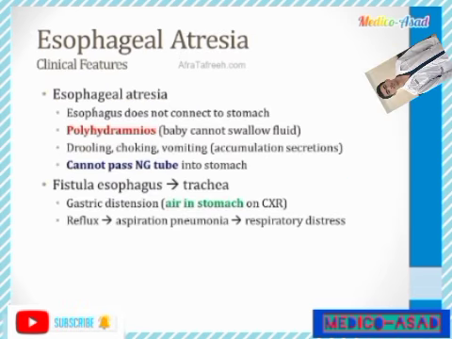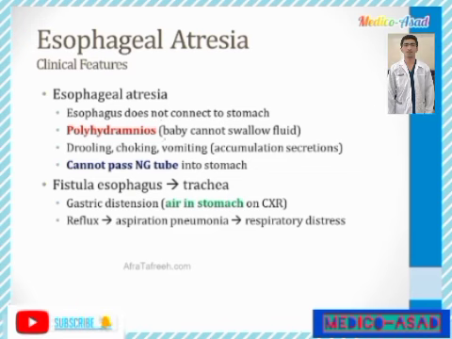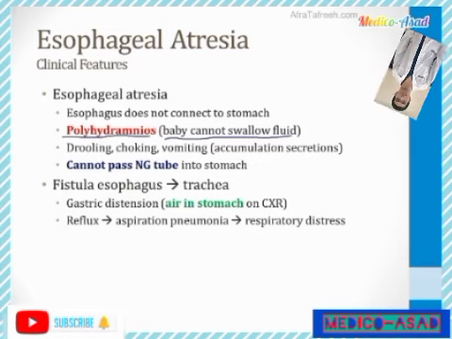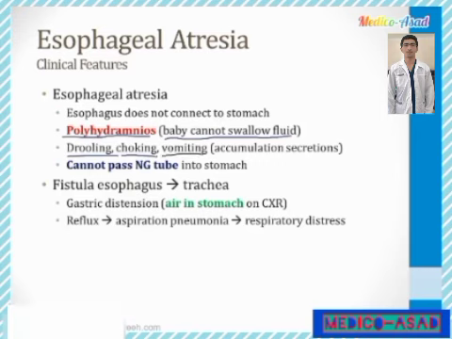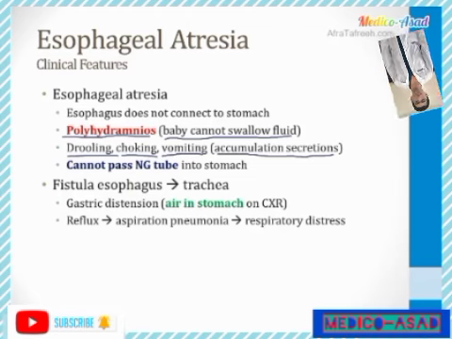When the fetus develops esophageal atresia, the esophagus does not connect to the stomach, as we have just seen. This means the baby cannot swallow amniotic fluid. This means there will be an excess of amniotic fluid present in the mother, and that is called polyhydramnios. When these children are born, they will have drooling and choking and vomiting, and all of this is because accumulation of secretions is occurring in their mouth because they cannot swallow those secretions and pass them into their stomach and intestines.